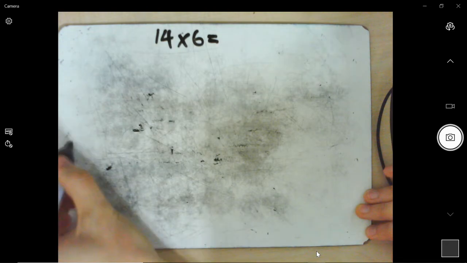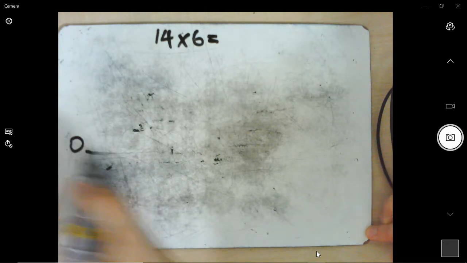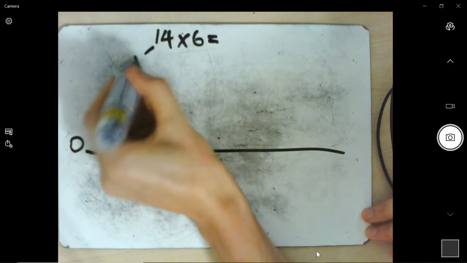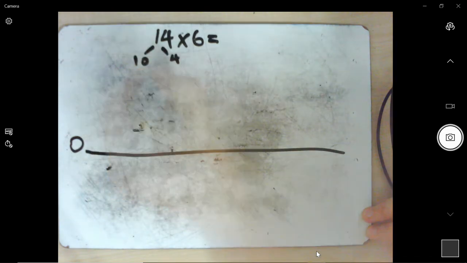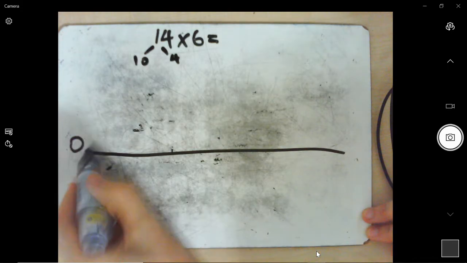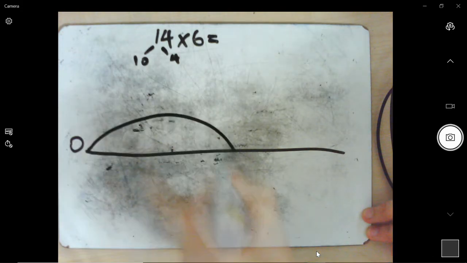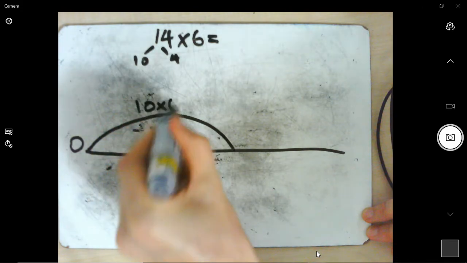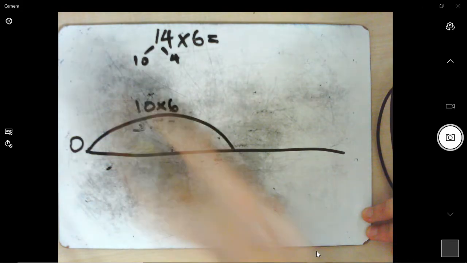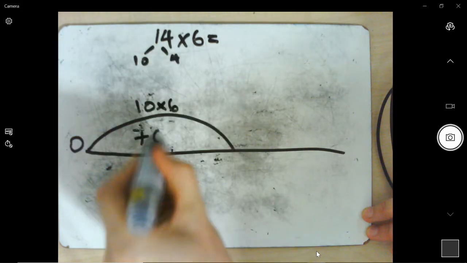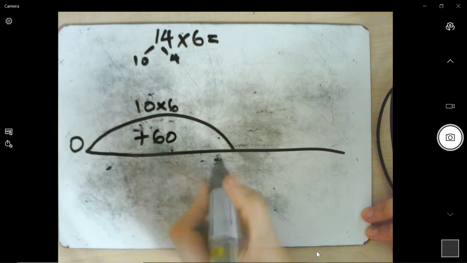Draw your line. I'm just going to partition the 14: 10, 4. I'm going to jump 10 groups of 6. Not 6 times 10, but 10 groups of 6. That means I'm going to land on 60.